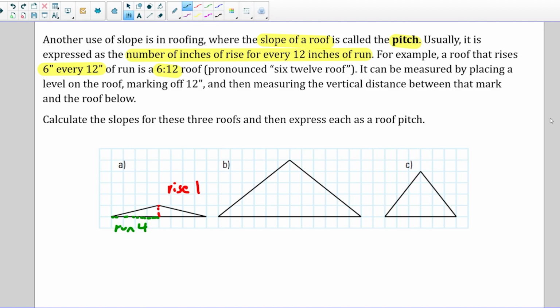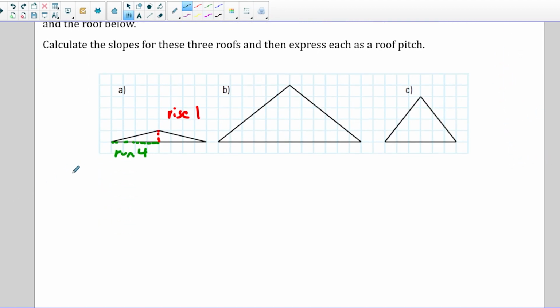So if we're calculating our slope, we can say that slope is equal to rise over run. And this will be the same thing as 1/4. So since we're looking at a pitch, we want to make sure that we're expressing this as a denominator of 12. So how do we do that? We're going to take the 1/4. We're going to multiply both the top and the bottom number by 3. So this will actually give us 3/12.